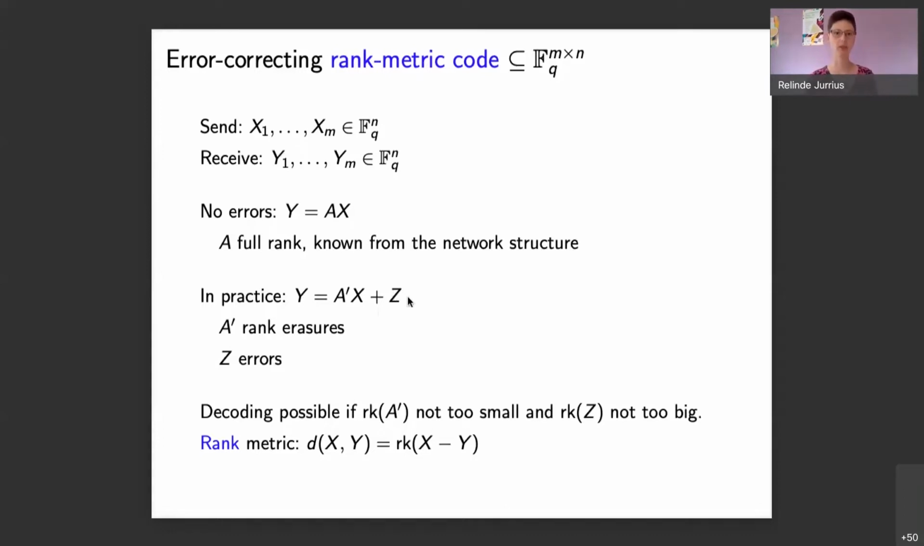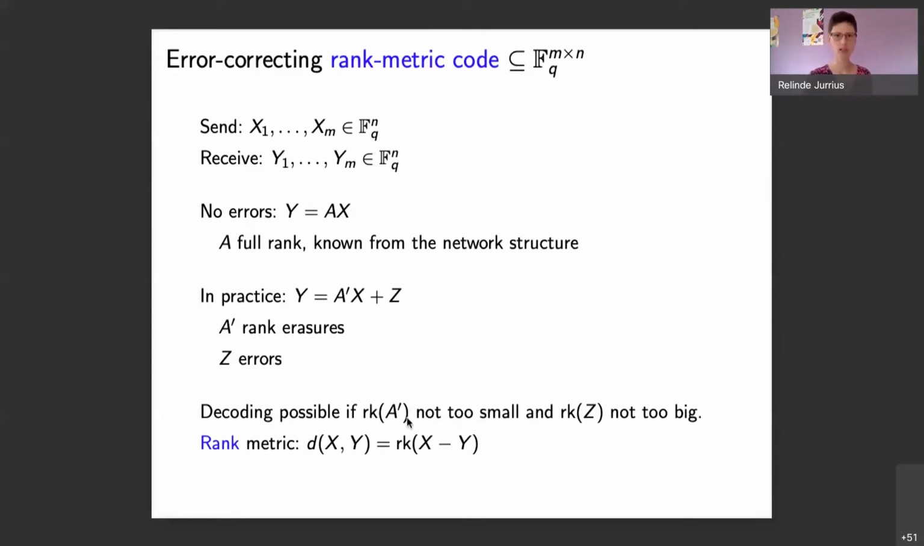And when can I decode successfully? Well, that's if the rank of A prime is not too small, so if I didn't lose too much of the information, and also if the error doesn't have too high a rank. And this too small and too big, you see that it depends on the rank.